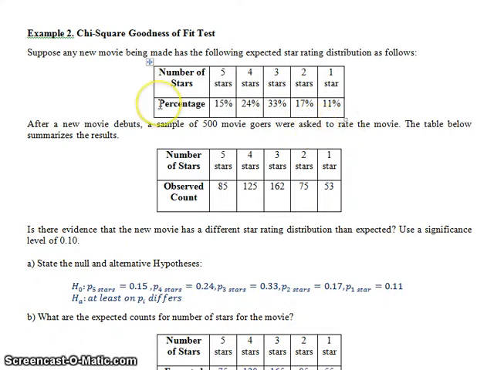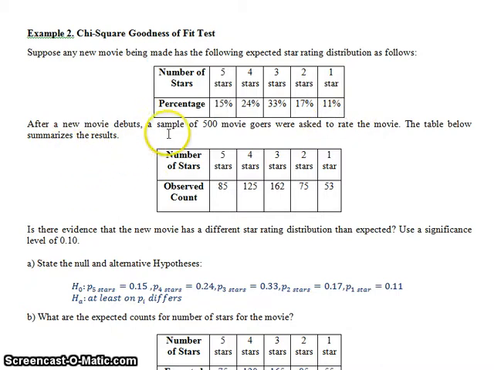When we see something like this, it is the distribution of one categorical variable. So if we're going to do some sort of hypothesis test, then we can't do a general chi-square test because we only have one categorical variable, so we'll do a goodness of fit test.